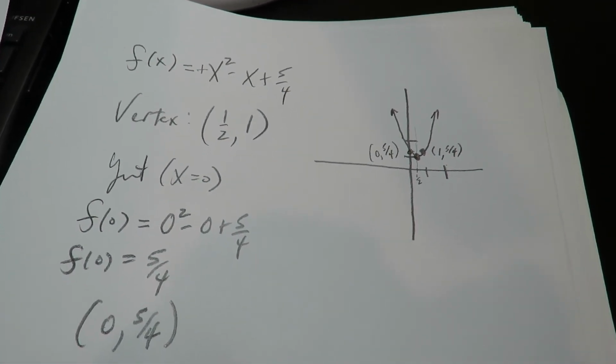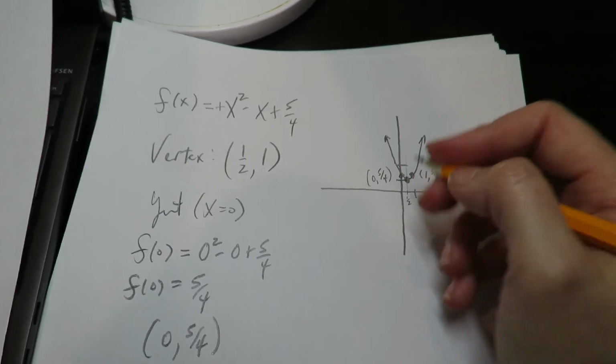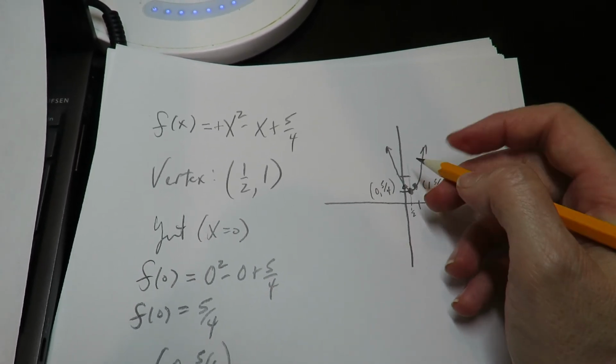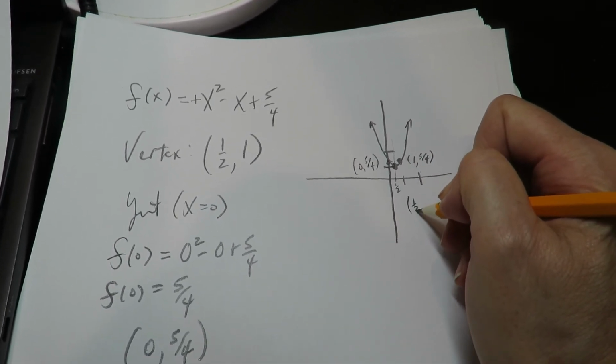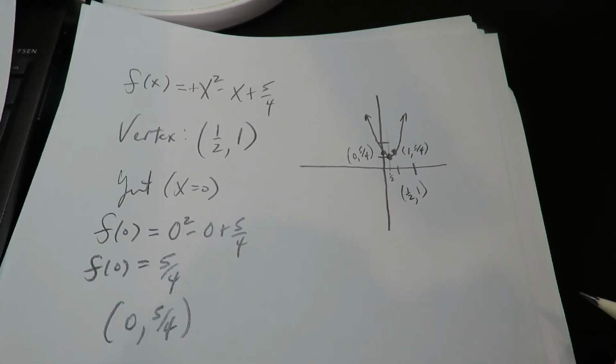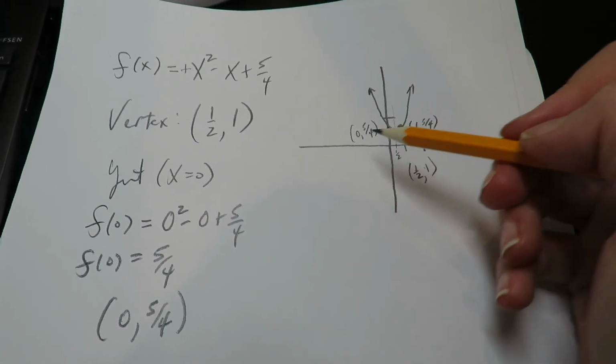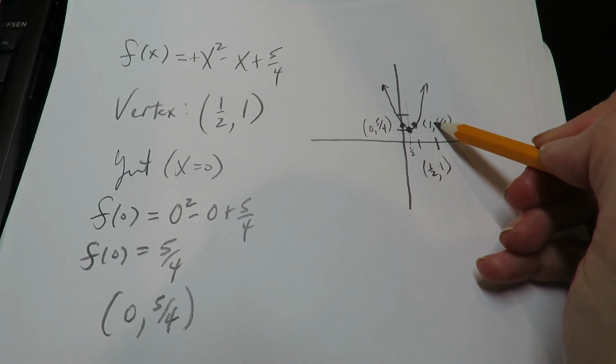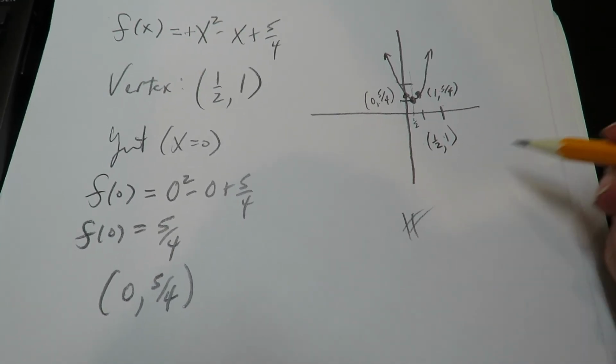So again, you're going to have between like 3 and 5 points on these graphs, depending if they have x-intercepts or not. So vertex, y-intercept, point by symmetry. Okay gang, that's the end of this one.